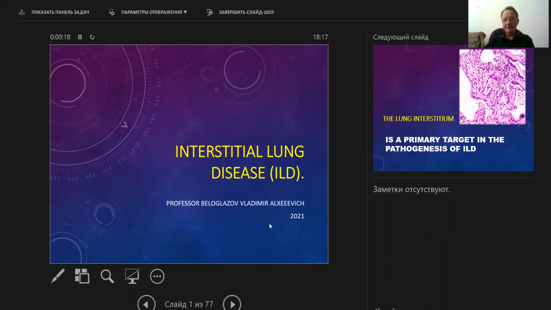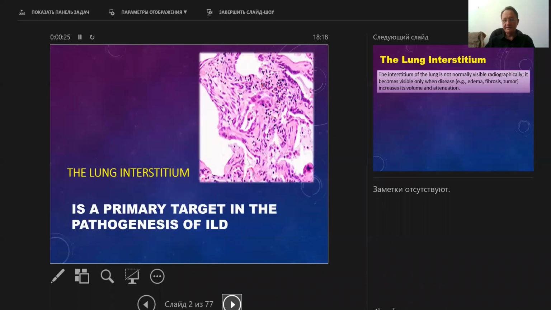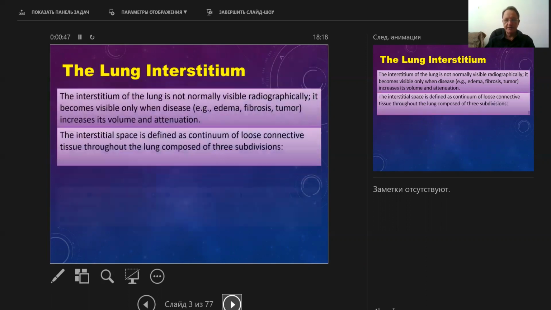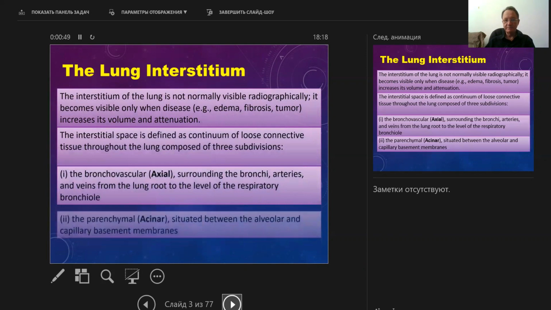If we hear interstitial lung disease, we should understand that the lung interstitium is a primary target in the pathology of this category of disease, of interstitial lung disease. I would like to refresh your knowledge concerning the lung interstitium.